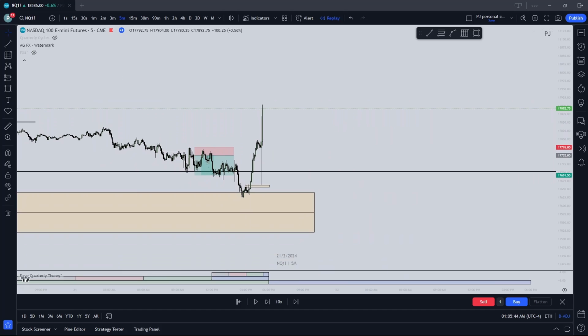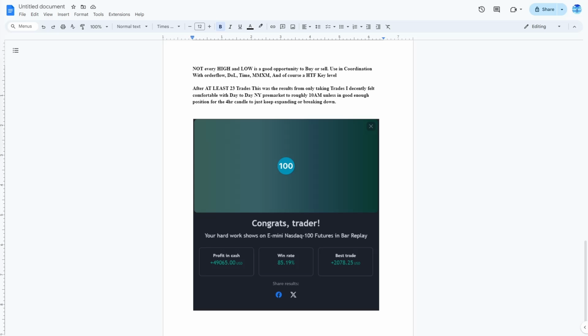All right. Keeping in mind how I showed not every high and low is a good opportunity to buy and sell. We just have to use it in coordination with order flow, DOL, which is draw on liquidity, what time it is, if we have any market maker models, and always, of course, a high time frame key level. We showed there the first scalp lower, right? I was saying we're low time frame bearish to then quickly retrace to our 4-hour order block.